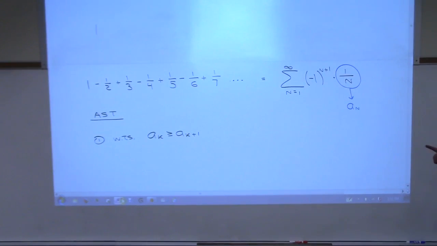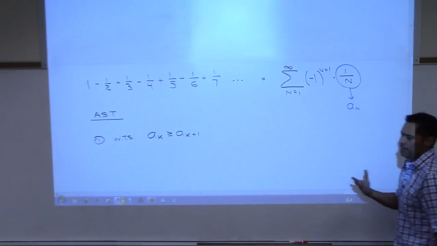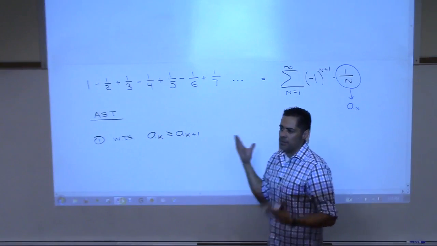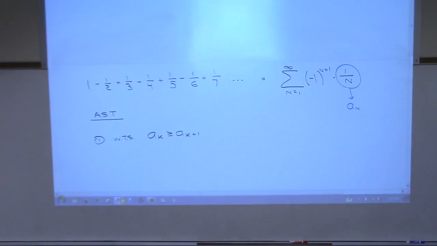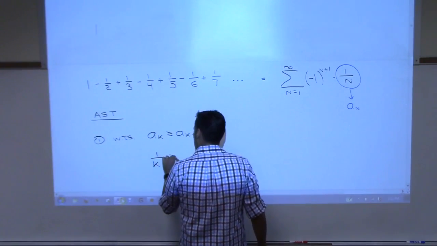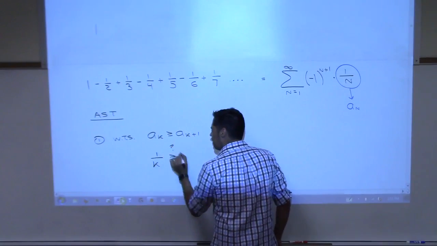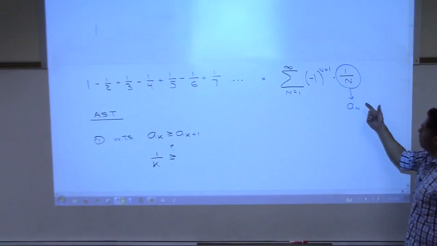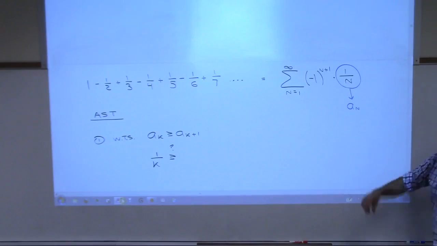I'm only using a sub k and not a sub n because on your sheet, they used a sub k. You could, if you want, replace these k's with n's. It's the same thing. All right, so what is a sub k? It's that with k instead of n, right? So the left side is 1 over k. Is that bigger than this, with k plus 1 in it? 1 over k plus 1.